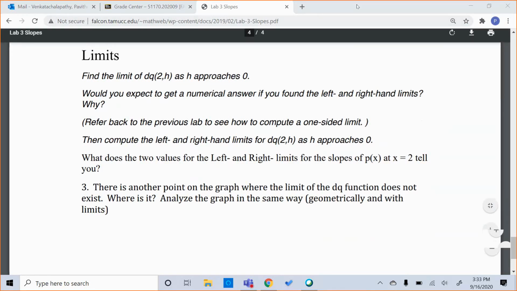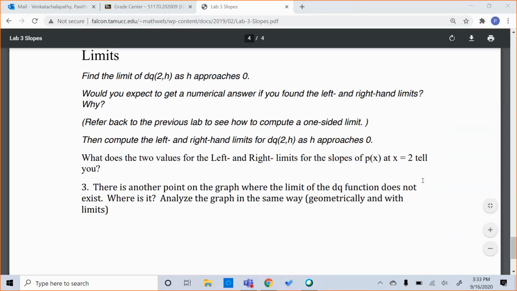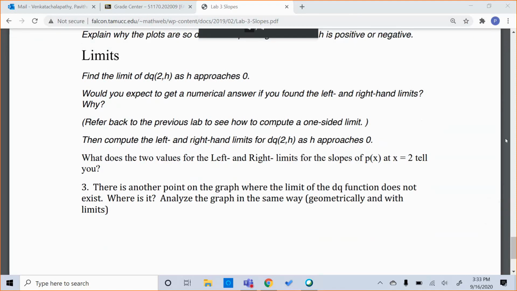Can I see the chat window? Okay, if it doesn't answer your question, email me, I can explain to you as well. Okay?